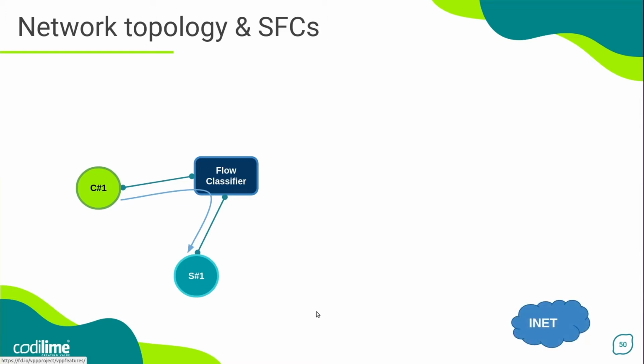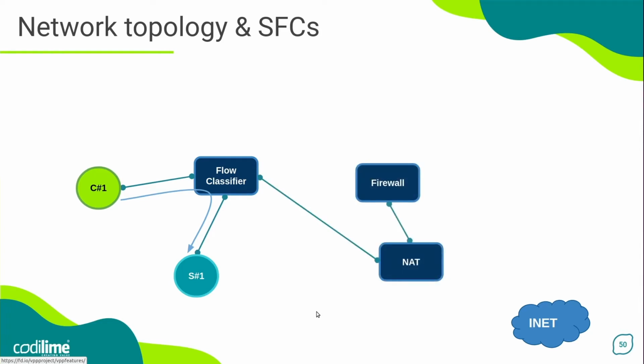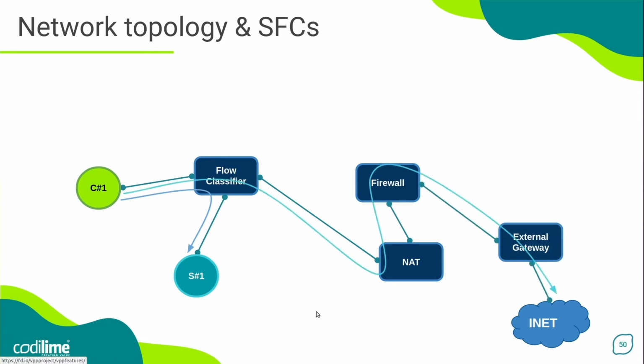Now let's see how internet access will be provided. Internet traffic requests coming from the client are processed by the following chain of CNFs: the flow classifier, the NAT, then firewall, and the external gateway. Next, we look at service 2. This time we would like to provide additional firewalling for traffic between the client and that service.